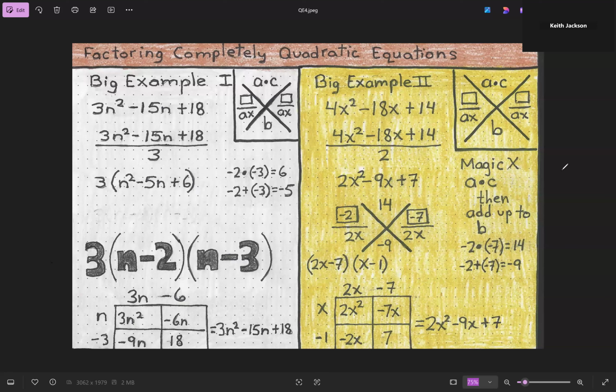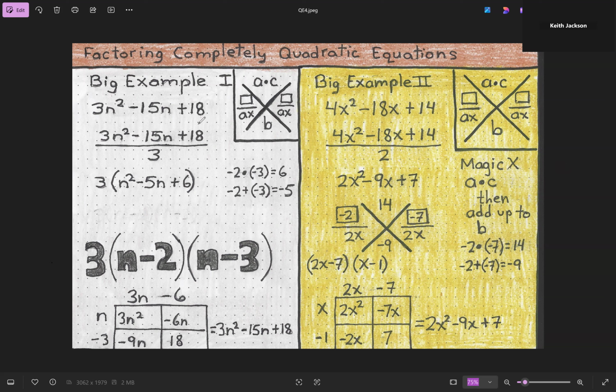In this video, we're going to show you two ways to factor completely quadratic equations. And we have big example one and big example two to show you how those two methods will work. All right, so in big example one, we have 3n squared minus 15n plus 18.